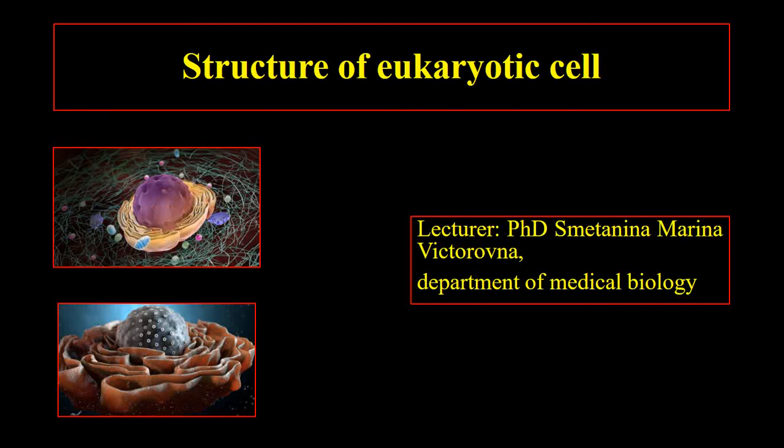Hello dear students. Today we will continue our lecture about the structure of the cell. In our previous lecture we said that there are two main types of cell: the prokaryotic and the eukaryotic cell. Today we will talk about the structure of the eukaryotic cell. I remind you that eukaryotic cells are the cells of animals, plants, and fungi. So let's start.